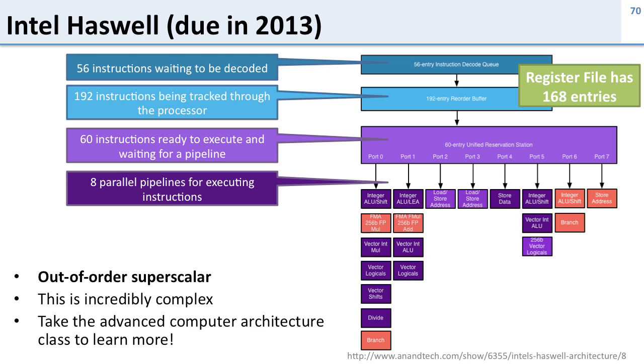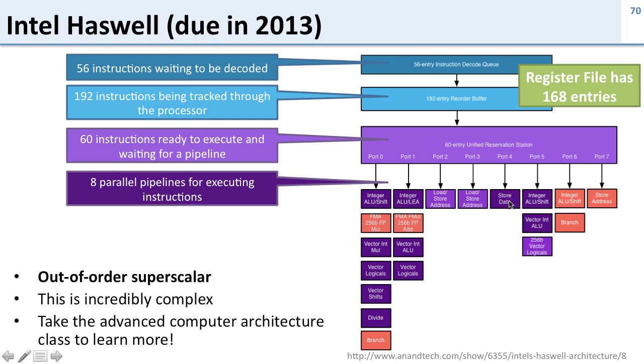It's very complicated, and if you're interested in this and want to learn more, you should take the Advanced Computer Architecture class. The thing to remember here is that we've got lots of instructions that are all being processed at the same time, and the processor has to take care of which instructions can be run and how to schedule them on the different hardware.